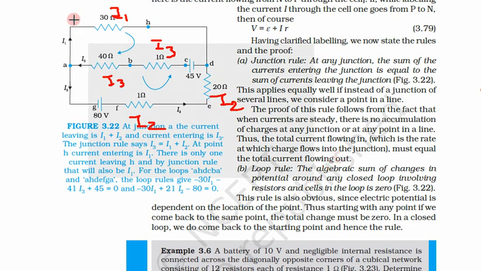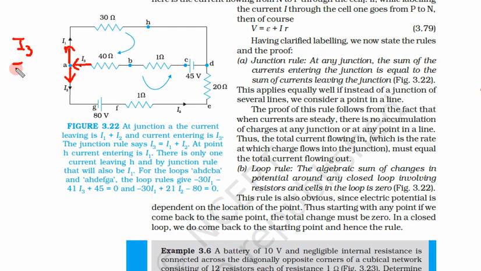Now let us see what is the junction rule. From the junction rule we have seen the current entering, I3, must be equal to I1 plus I2. Current entering the junction must be equal to current leaving the junction. I3 must be equal to I1 plus I2. That is true for every junction. Here as well, current entering is I1 and current leaving the junction must be I1, because there is no other path for the current to go.